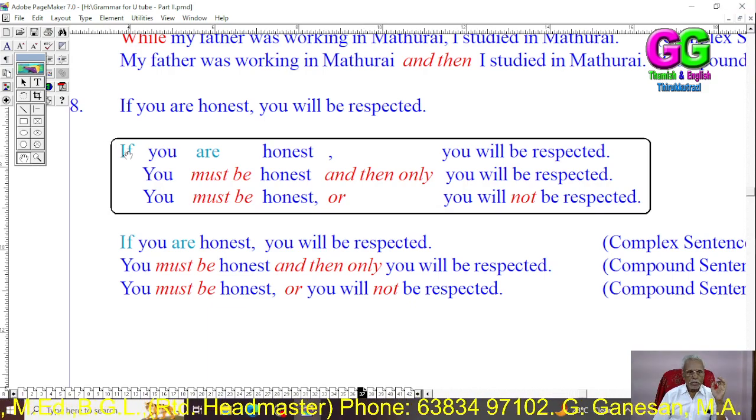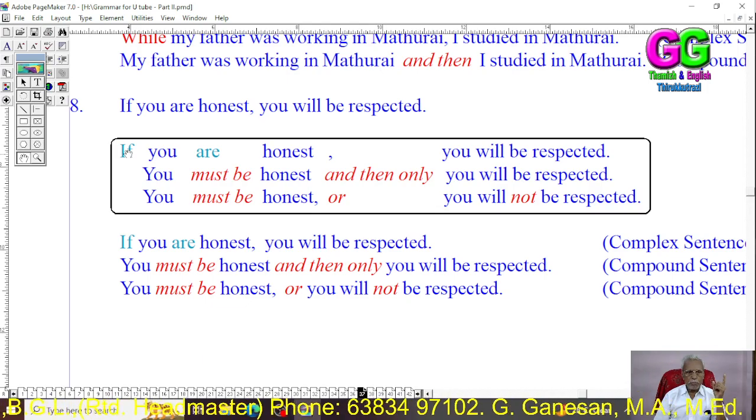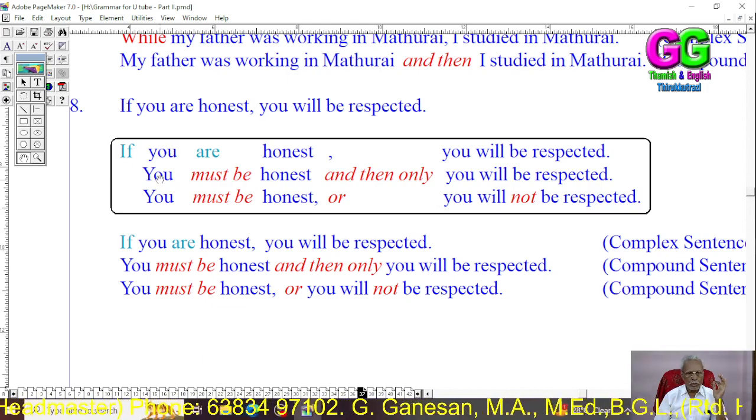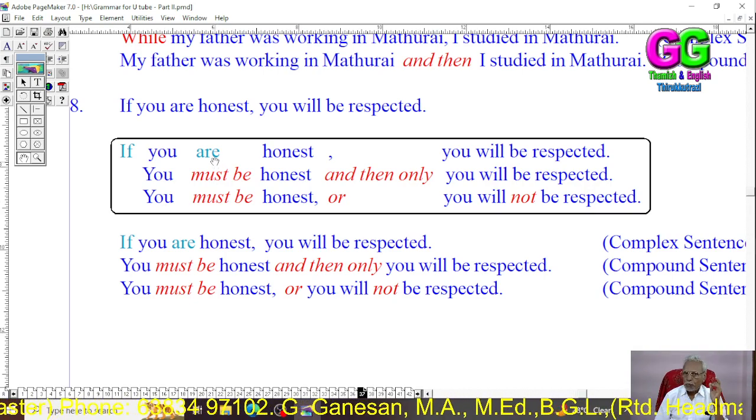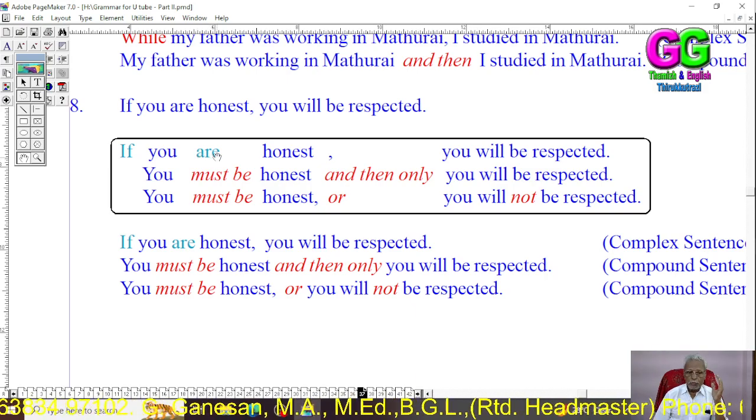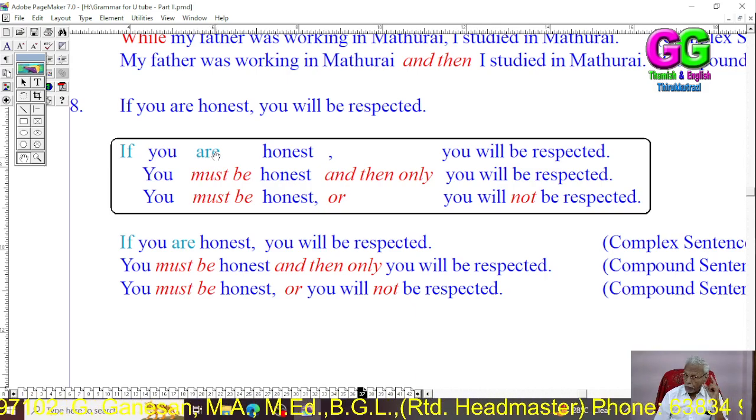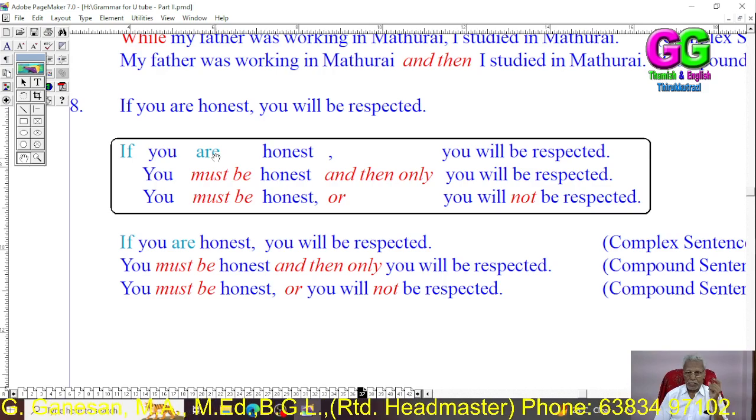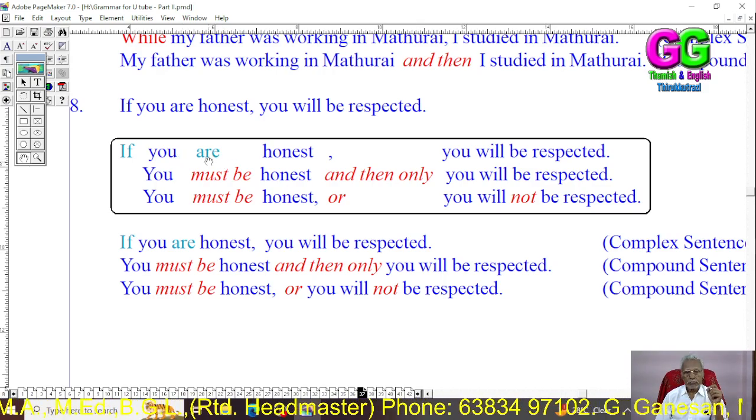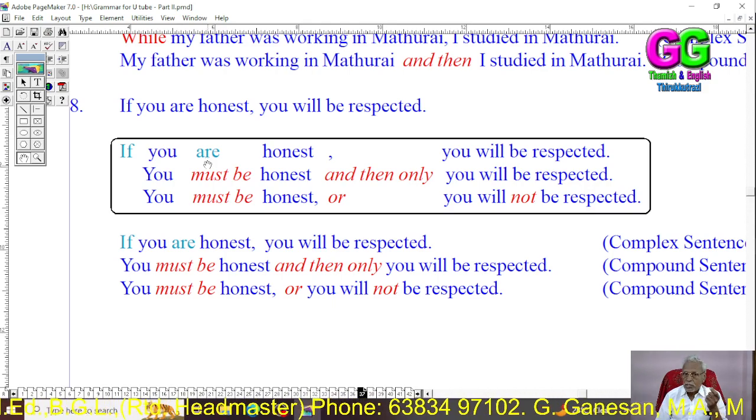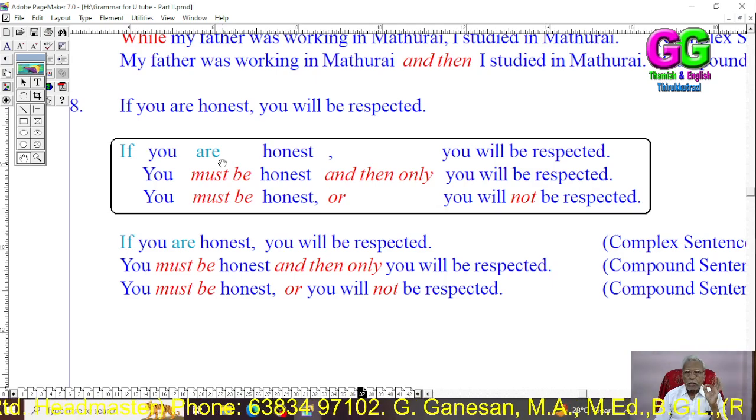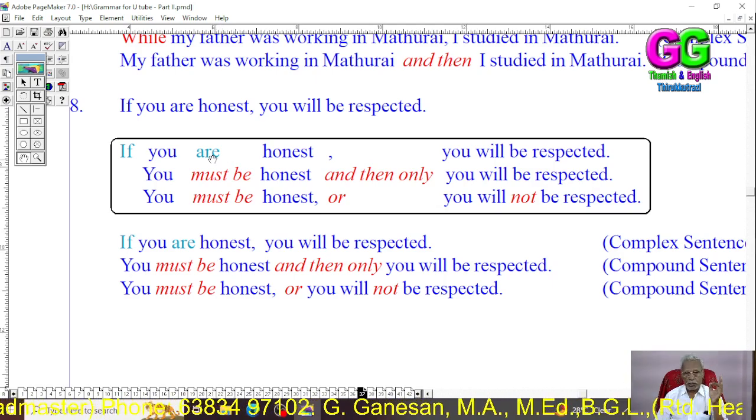See, the complex conjunction "if" is dropped, and the subject is kept. Then here, if "if" plus the verb is in the simple present tense, we should use "must" before the verb. If the "if" clause is in simple present, we should use "must" or "should" before the present verb.